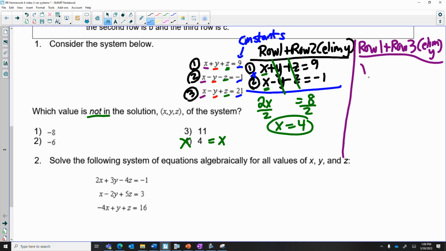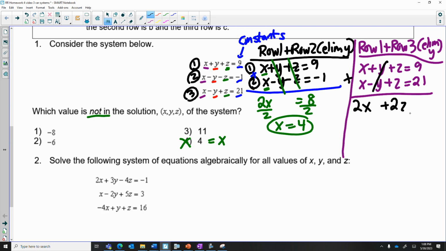Okay, so we have x plus y plus z equals 9. And row 3 is x minus y plus z equals 21. When you add like terms, we're going to get x plus x, which is 2x. The y's will cancel. 2z equals 30. All right, so this one, we have a little more to do here. So now you see that x equals 4. We can actually plug that in here. How nice. Solve for z now.